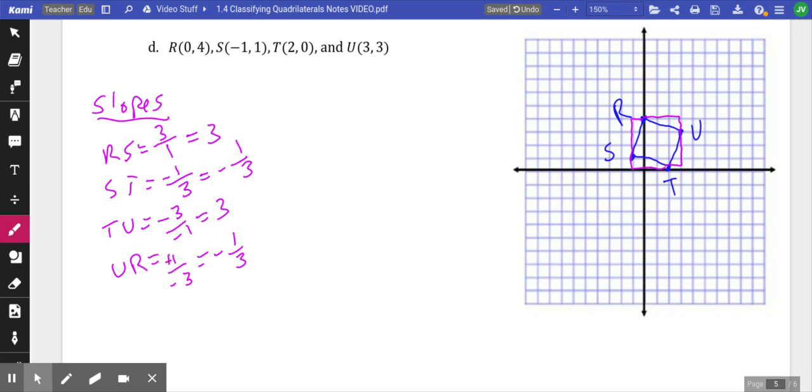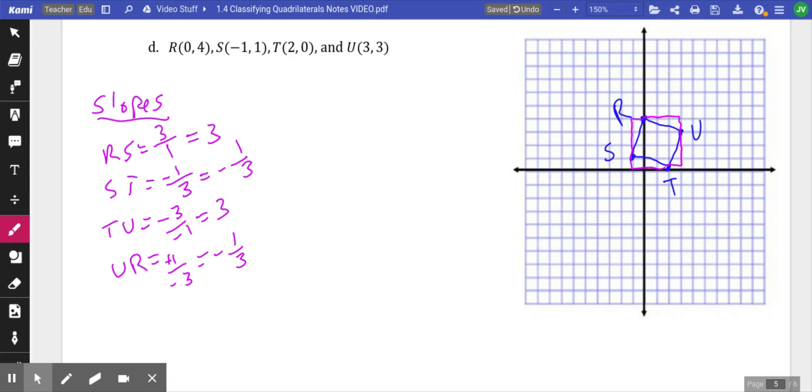One thing we're seeing here with the slopes is that the opposite sides have the same slope, meaning they're parallel. And if we look at adjacent sides, those share a vertex like S for these two, right here and right here. So those are adjacent sides. The slopes are opposite reciprocals. The signs are different and the fraction is flipped. So we also know that adjacent sides are perpendicular here with this particular shape.